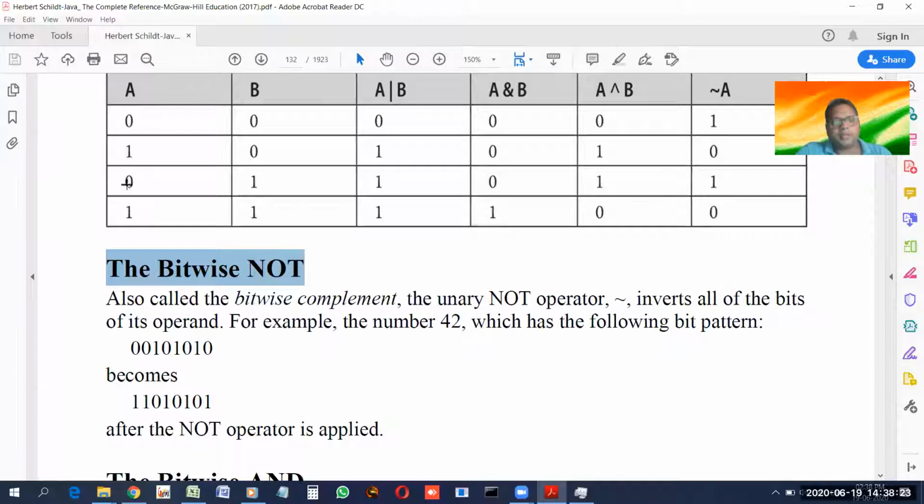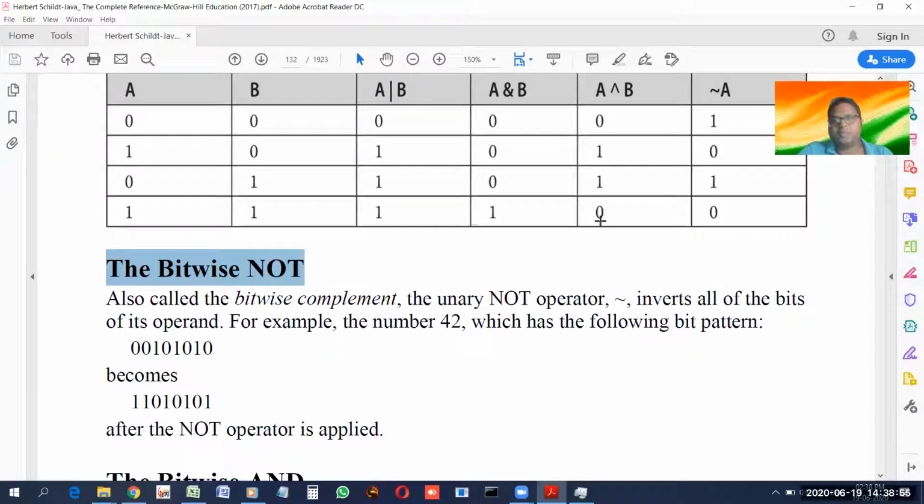A is 0 and B is 1. OR means if any one is 1, then all 1. AND means if any one is 0, then overall 0. XOR is simple, same as OR with one exceptional case, which is in the last. And NOT A, you can easily find, A is 0, then it is now 1. In this case, both are 1. So OR is also 1, AND is also 1, but XOR is 0.